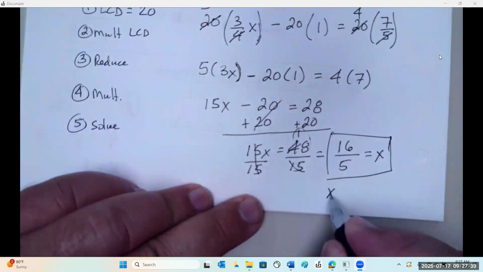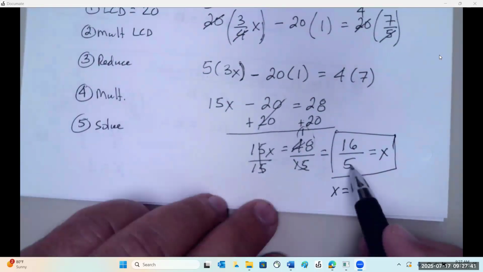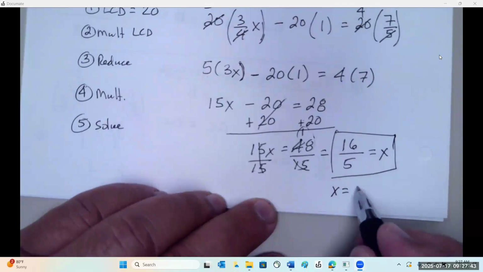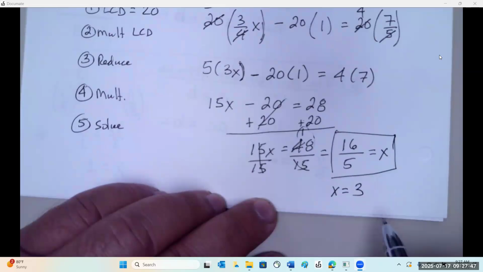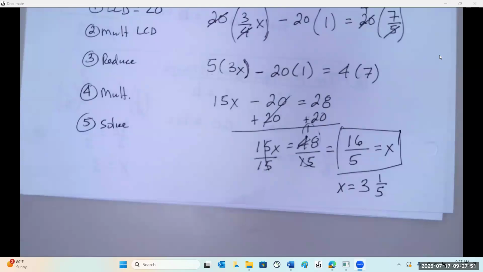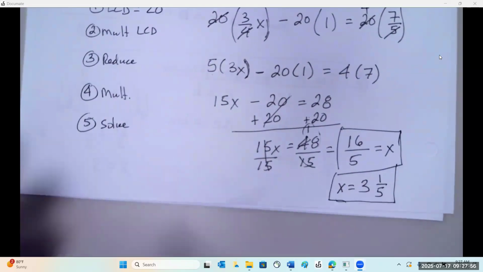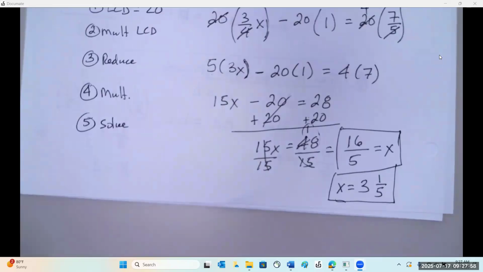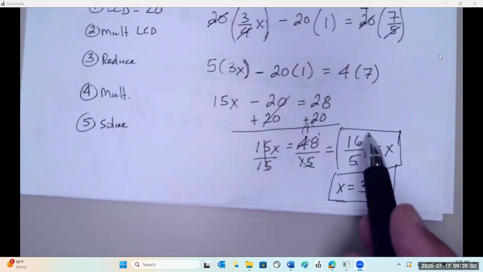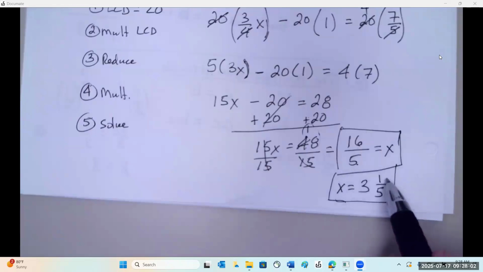Or we can rewrite it as a mixed number. How many times does 5 go into 16? 5 times 3 is 15, so it's 3 times. With how many left over? 1. 1 over 5. That's how you find mixed numbers. Find out the maximum number of times the bottom number goes in, that goes on the front, and whatever's left goes on top.